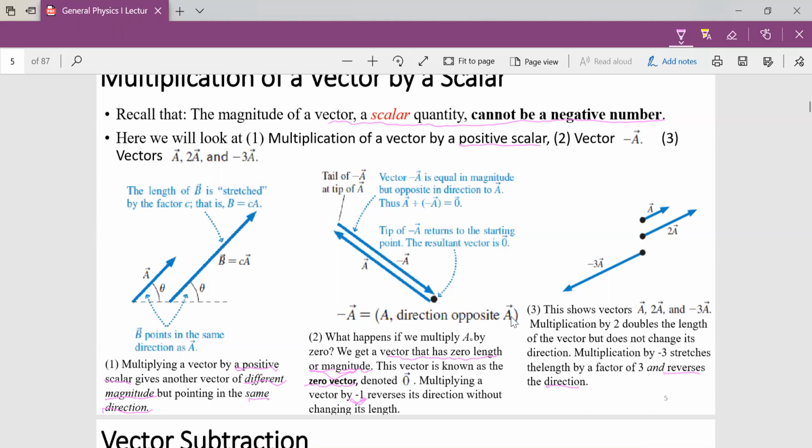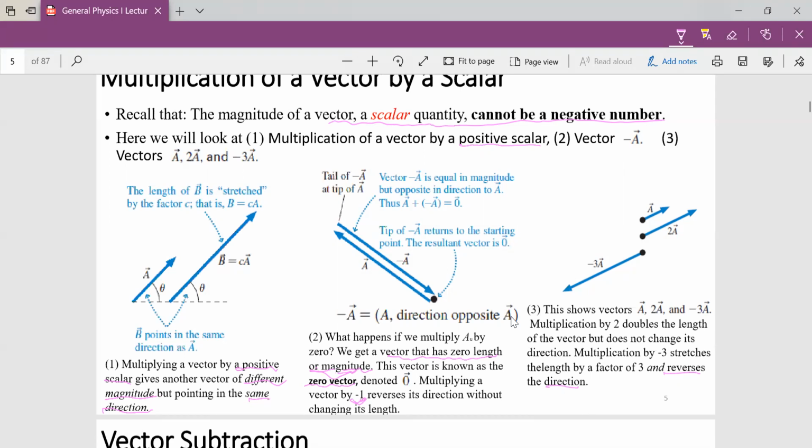So in this kind of case, it's when we have what we call the zero vector, and it's denoted by 0 with an arrow. So if you have 2A minus 2A again, we still give you this. As long as you have the magnitude of the first added to the reverse, you will have what we call the zero vector, okay?